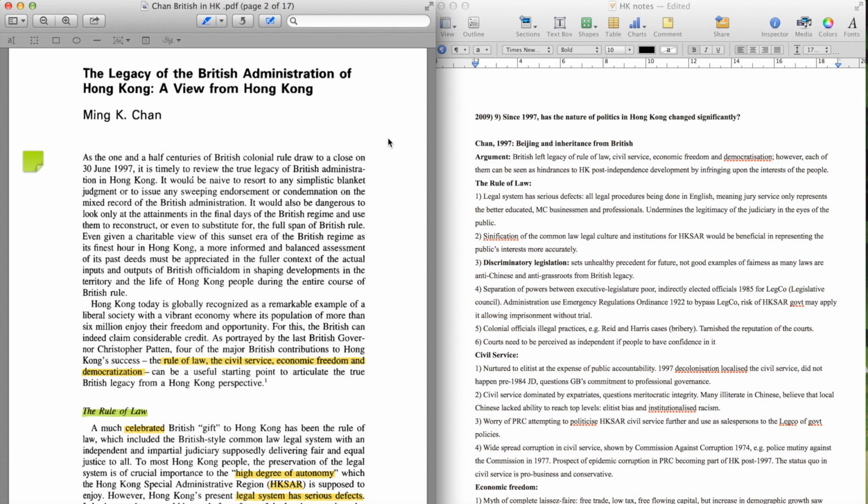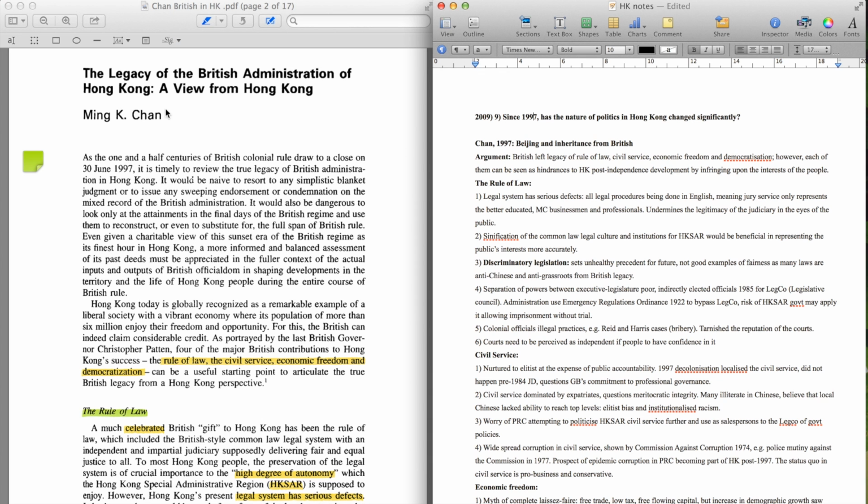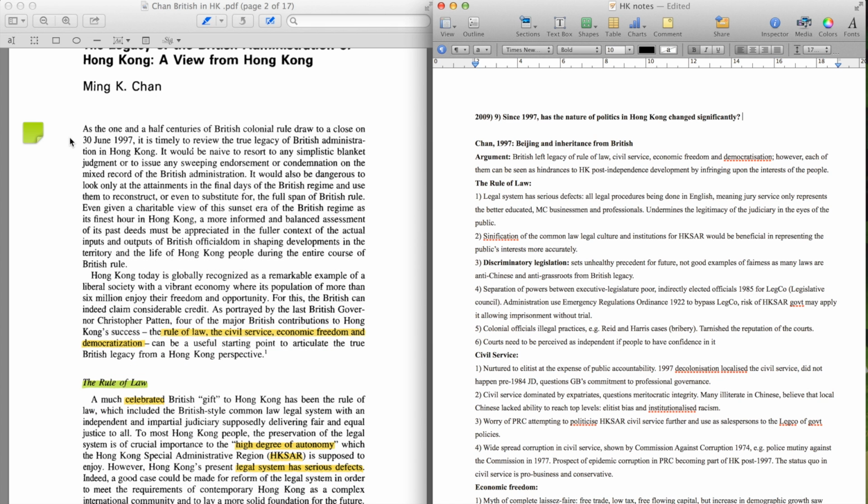So first things first, we want to figure out if this article is completely relevant to helping us answer this question. Well, from the title, we know that this is going to be pre-1997 because this is during the British administration, and of course the British administration ended after 1997. So it's going to give us some historical context to help us do a comparative answer between before 1997 and after 1997, so we can judge the extent to which it has changed, the extent to which the nature of politics has changed.